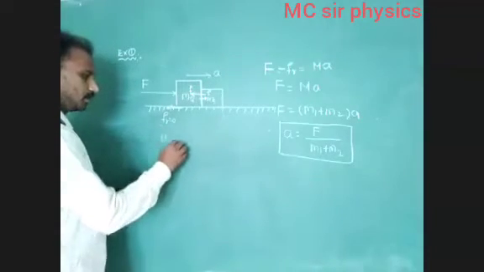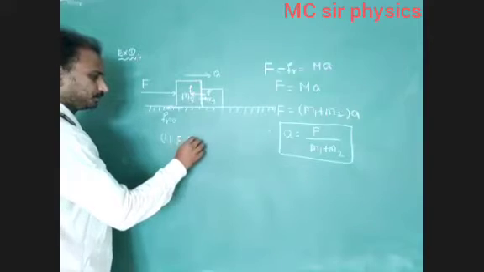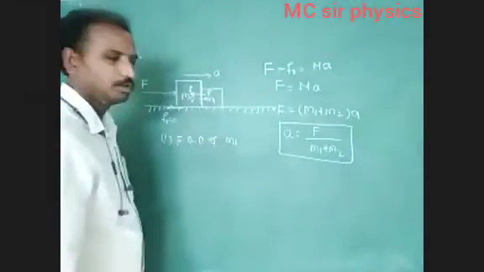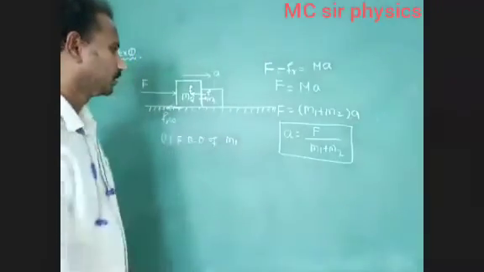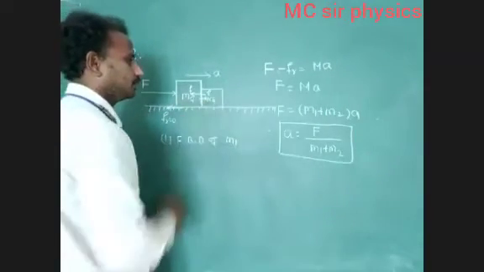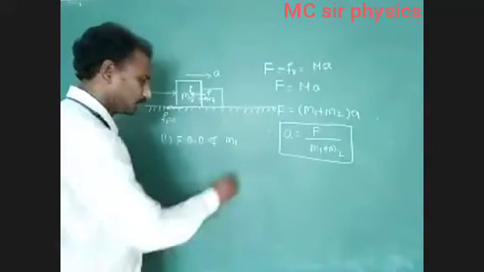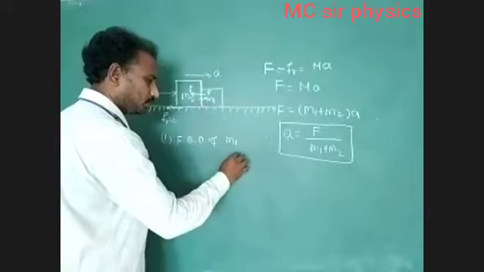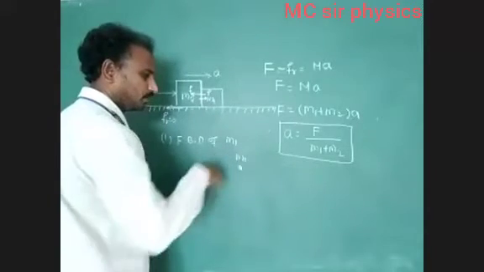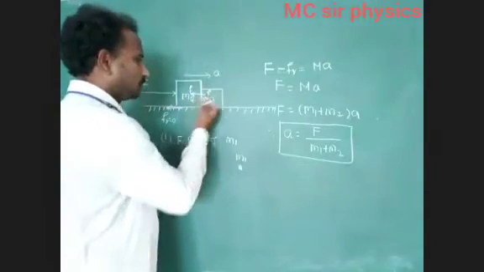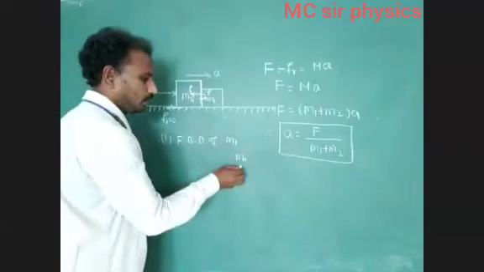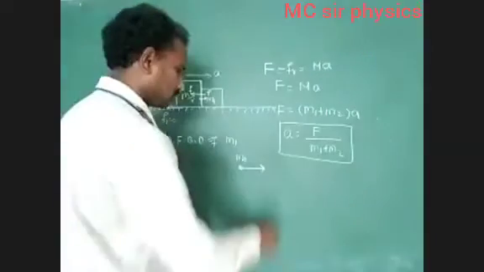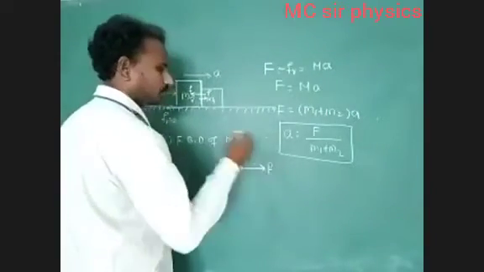First point, free body diagram of M1. How many forces are acting on that M1 body? Just identify the total mass of the system. We represent it as a point mass M1. How many forces are acting on M1? Only one force, so that force is small f.